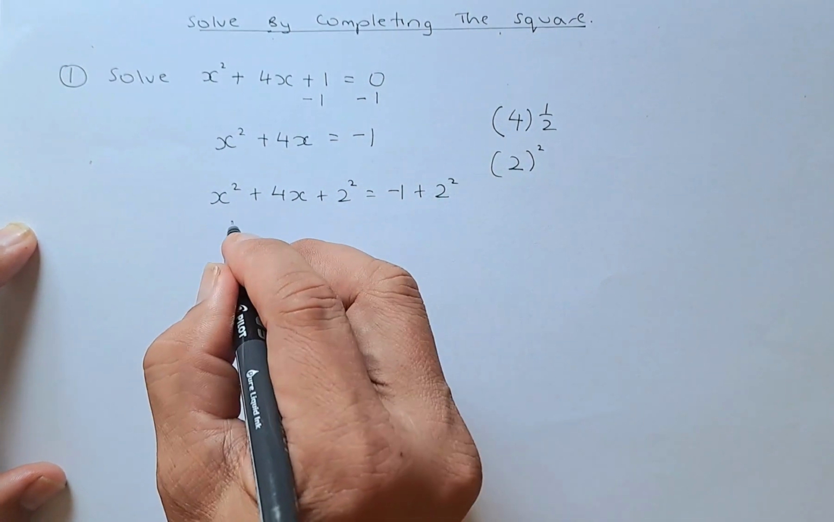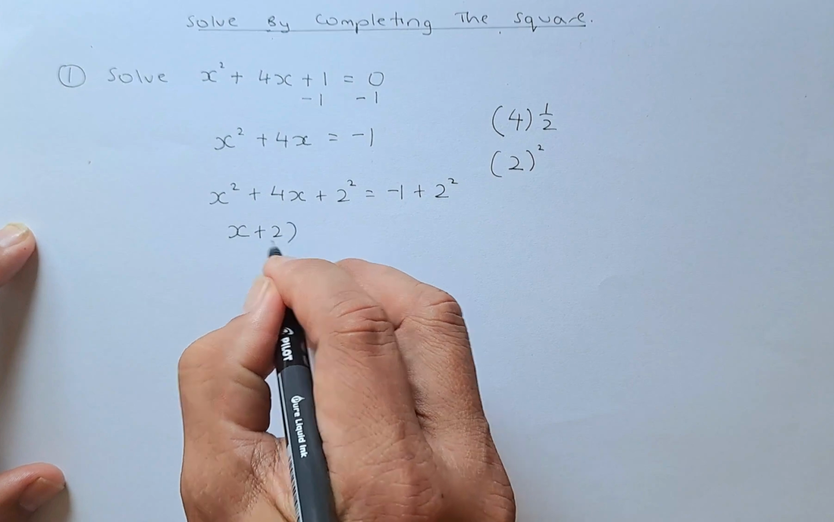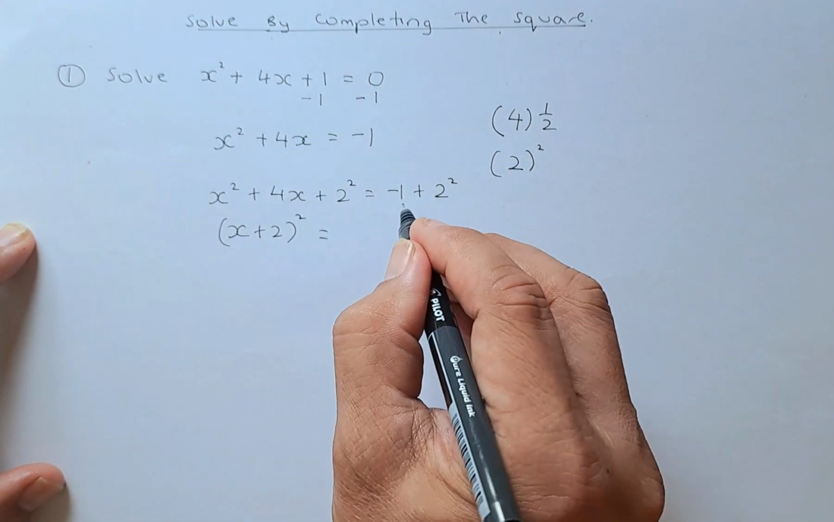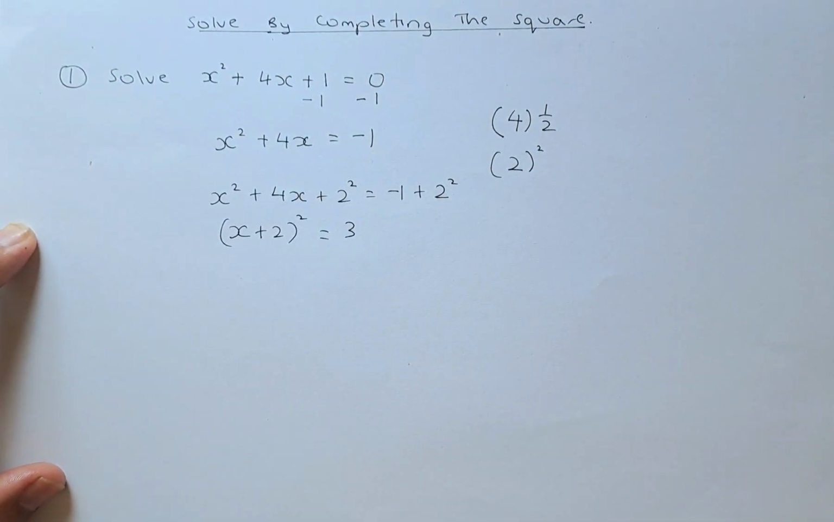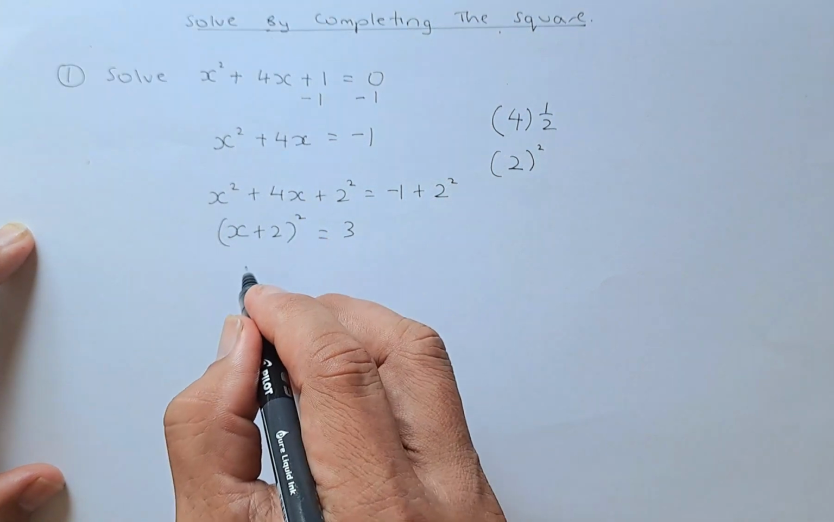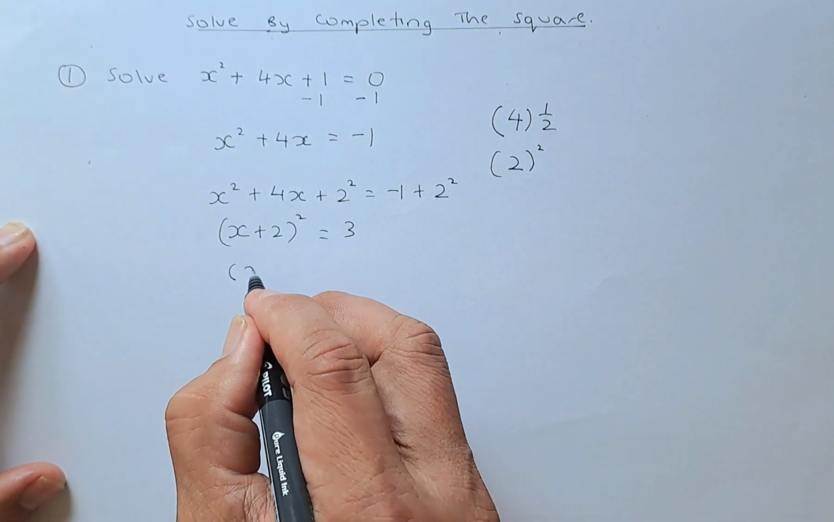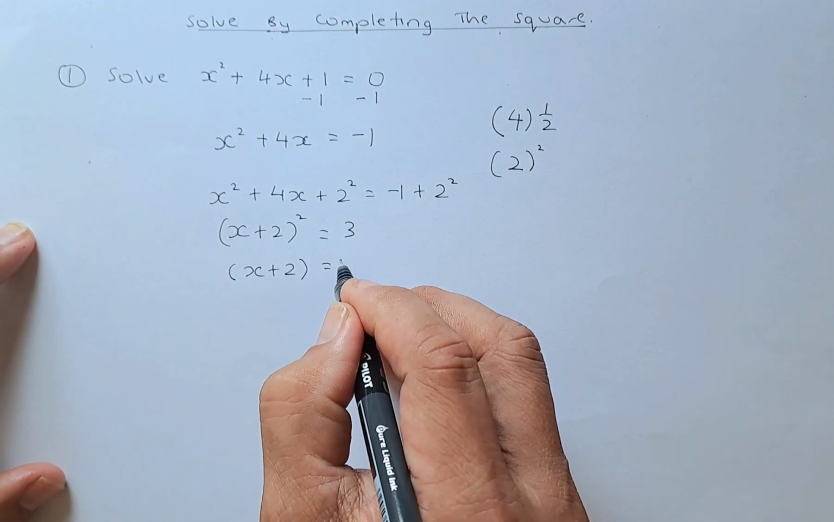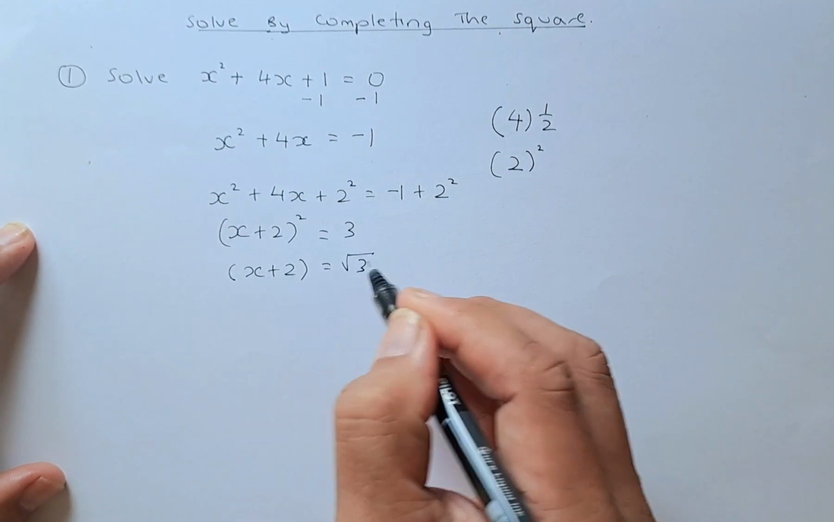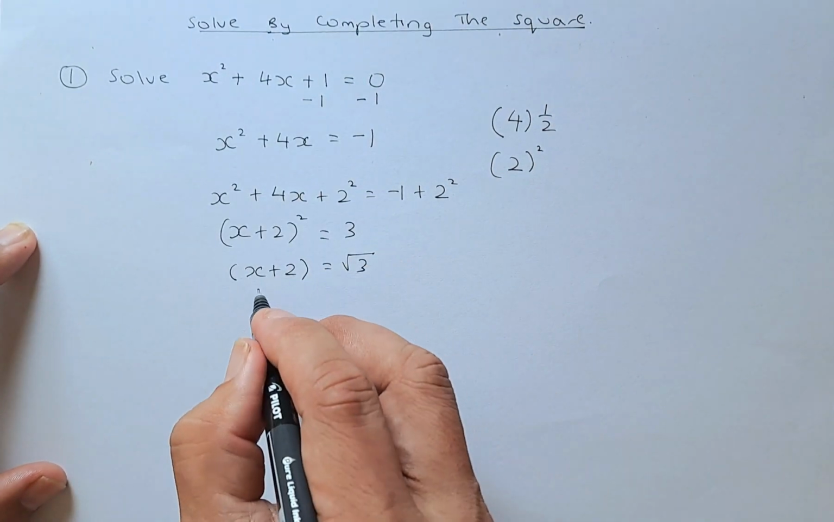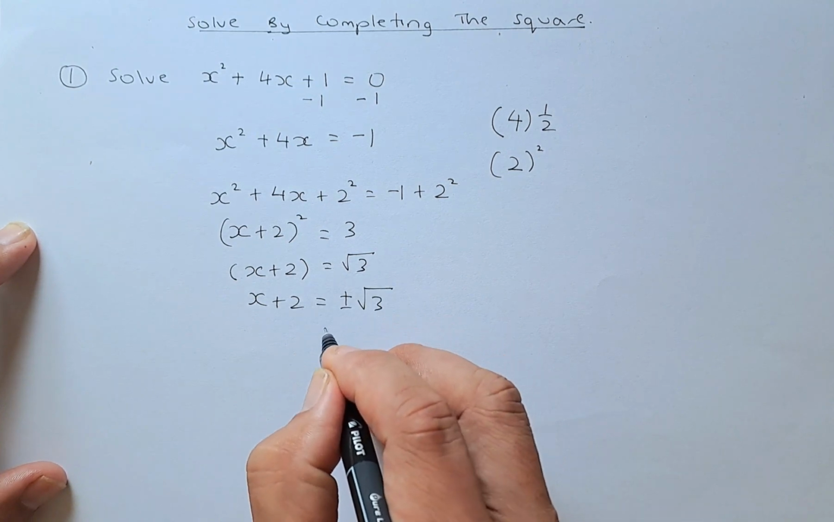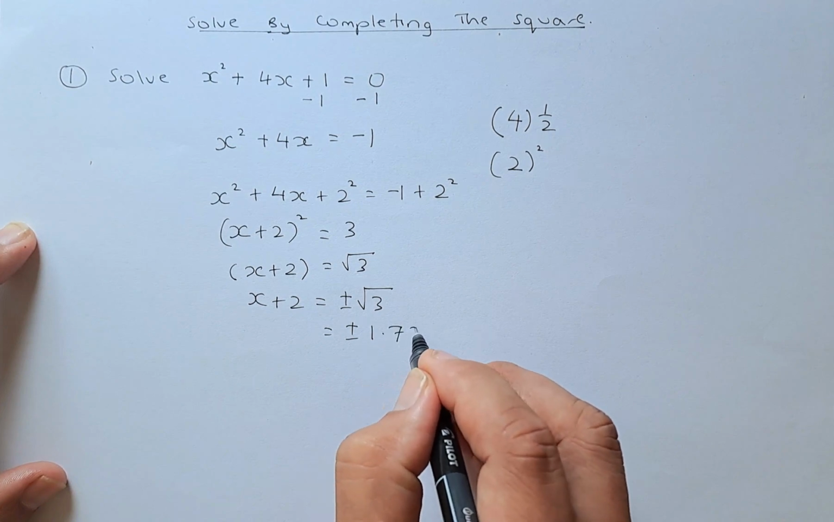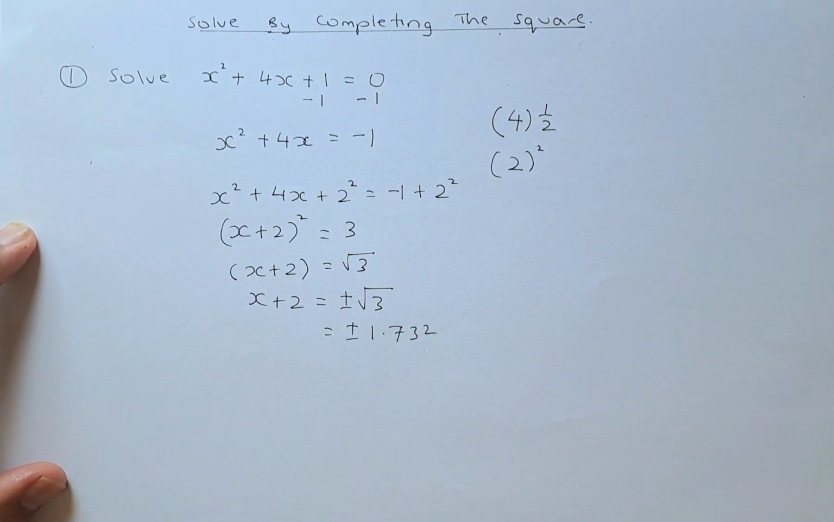If you factorize, it's going to be x plus 2 squared. And on the right hand side, minus 1 plus 4 is going to be 3. We are nearly there now. To solve this, you take the square root of both sides. So x plus 2 is the square root of 3. When you square root both sides, that's what you get. Then x plus 2 equals plus minus square root of 3, which is equal to plus minus 1.732. Put it in your calculator, square root of 3 is plus minus 1.732.